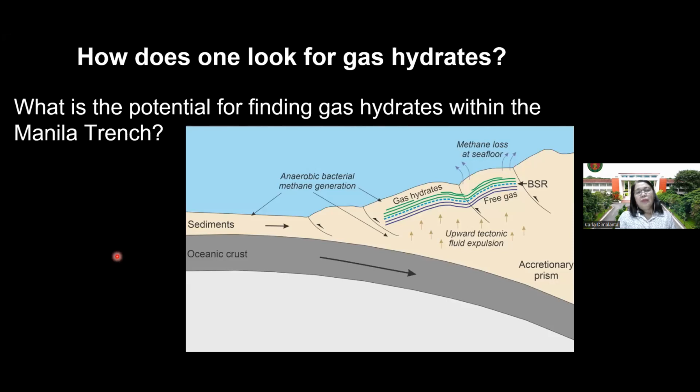So we thought of looking for gas hydrates within the Manila Trench. Why? What prompted us to think that there might be gas hydrates within the Manila Trench? You will recall earlier that we said that one of the favorable sites for the formation of gas hydrates are active margins or convergent margins or subduction zones. So we know that the Manila Trench is a subduction zone. Therefore, that is one area where we could potentially find gas hydrates.